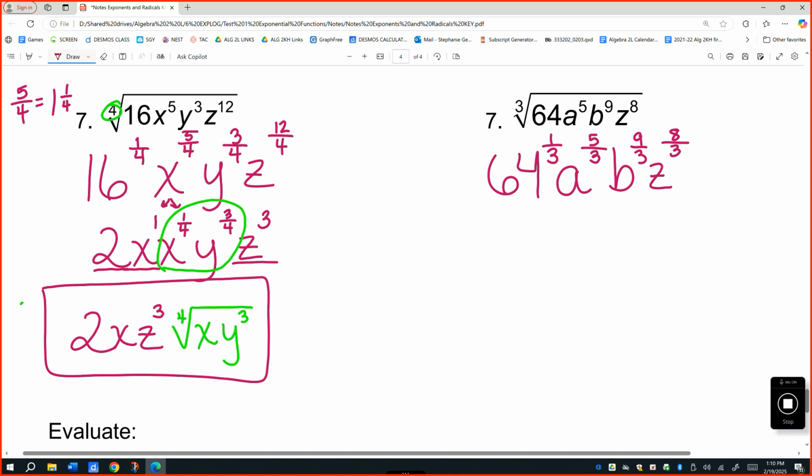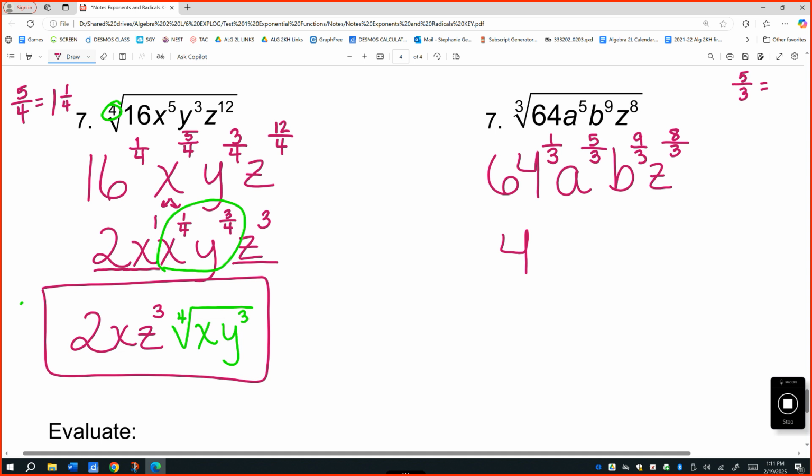And by the way, 64 to the 1/3 power, or the cube root of 64, is 4. Okay, so let's start going over this. So 64 to the 1/3 power is 4. Now, I want to work with a to the 5/3. So let's try to make that into a mixed number.